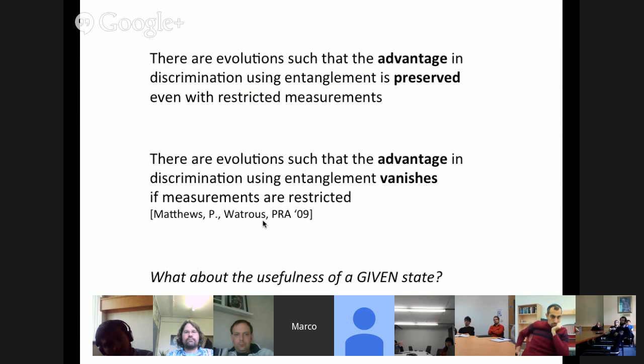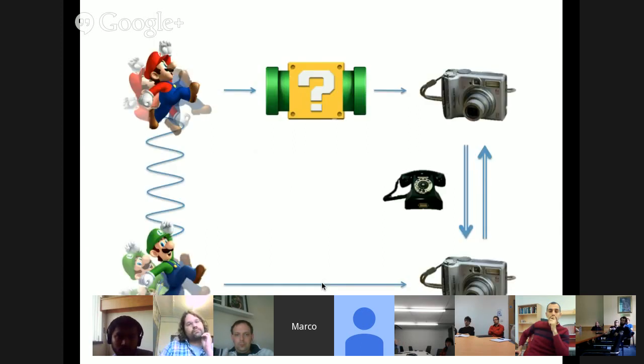But in this case, we focused on properties of subchannels, if you want, of these evolutions. And now what we want to investigate is the usefulness of a given state under constraints on the measurement. Remember, the first result that we have is that if we allow global measurements, every entangled state is useful. So what now if we impose constraints?